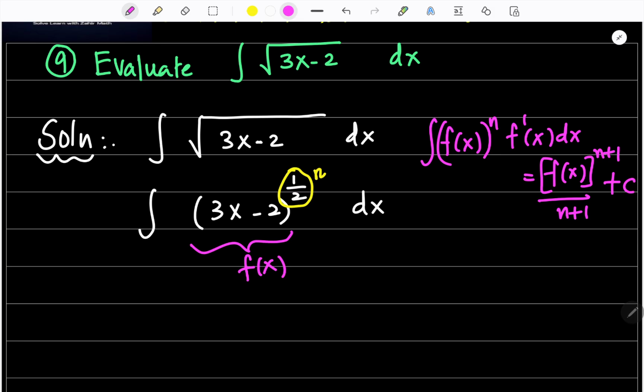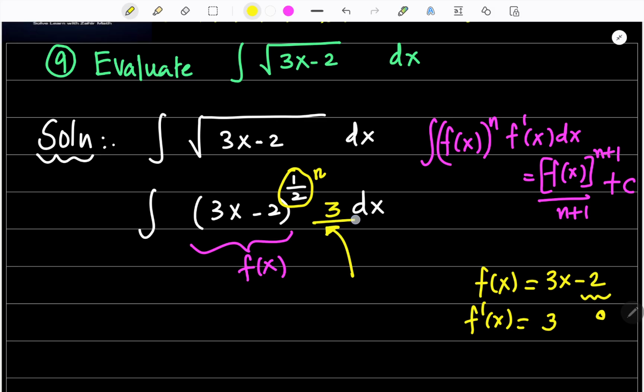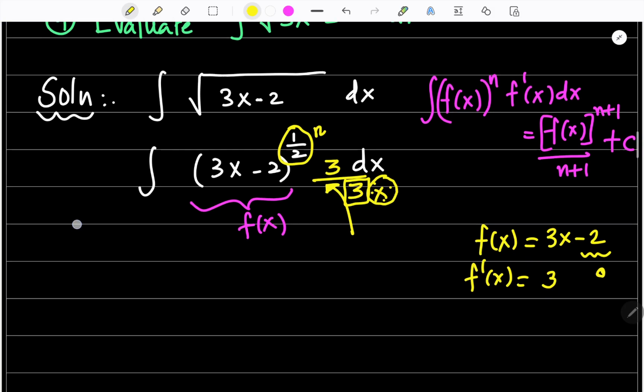Okay, let's start now. Suppose I call this f of x, which is equal to 3x minus 2. What is your f dash of x? F dash of x is just 3, because the derivative of 3x is 3, and the derivative of minus 2 is 0. So what is missing here? The missing number is 3. So what I'm going to do is multiply and divide by 3. Don't forget this 3 in the last final answer. Numbers can be adjusted, keep in your mind.